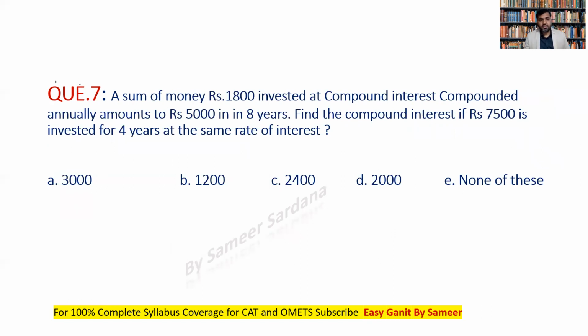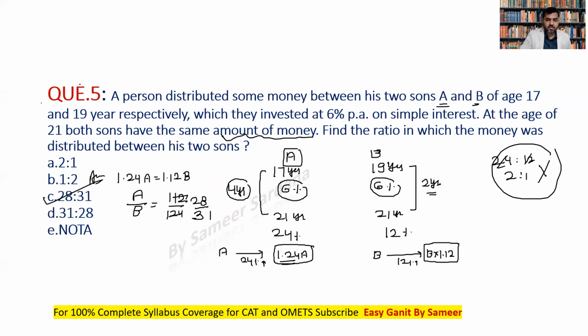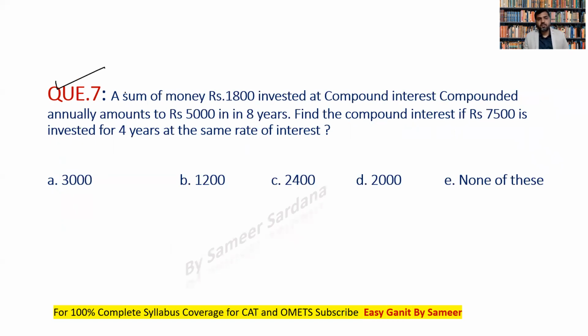Here we have the next question, question number 7. Okay, it should have been question number 6. All right. One more error.